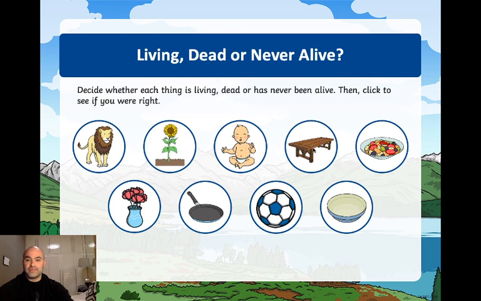Okay? And then we have a bench. A bench used to live. The wood that the bench is made from used to be alive. And then we have fruits. I think these are like fruits. And fruit used to be alive as well. Used to grow in the ground or on a tree.